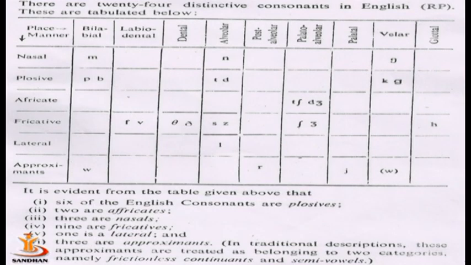The chart shows you how. You have M, N, Ng. You have P, B, T, D, K, G. All of them are plosives. P, B, T, D, K, G. Then you have affricates, Ch and J.